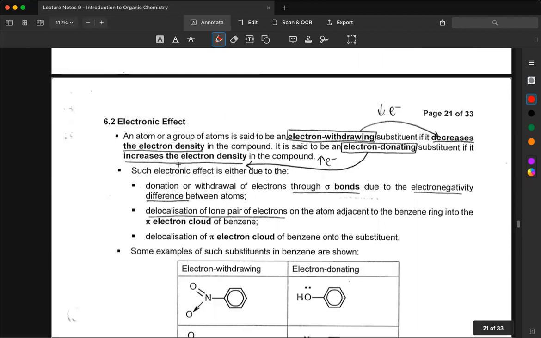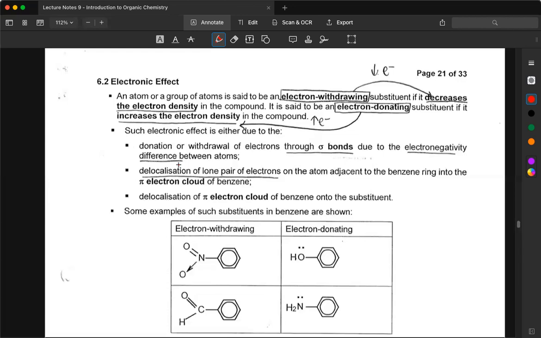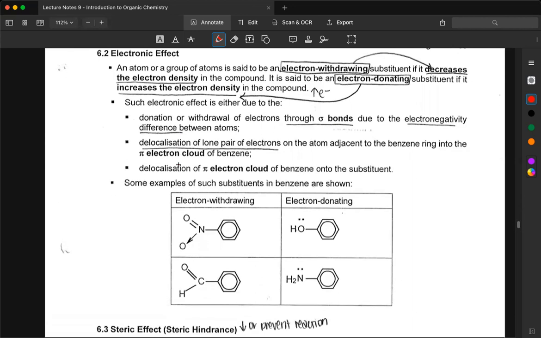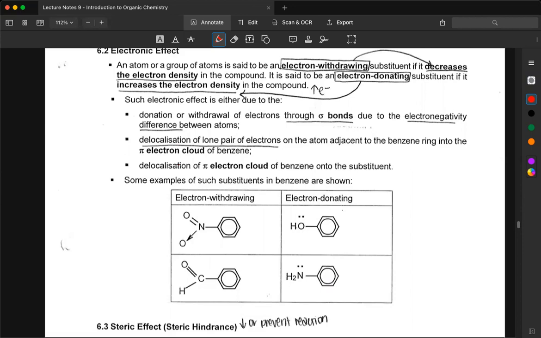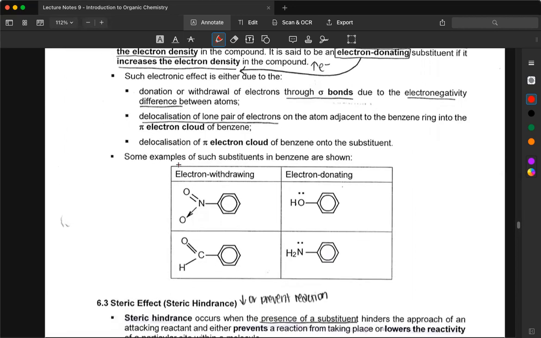An atom or a group of atoms is said to be an electron withdrawing substituent if it decreases the electron density in the compound. It is said to be an electron donating substituent if it increases the electron density in the compound. Such electronic effect is either due to donation or withdrawal of electrons through the sigma bond due to electronegativity difference, or delocalization of the lone pair of electrons on the atom adjacent to the benzene ring into the pi electron cloud of the benzene, or delocalization of pi electron cloud of benzene onto the substituent.